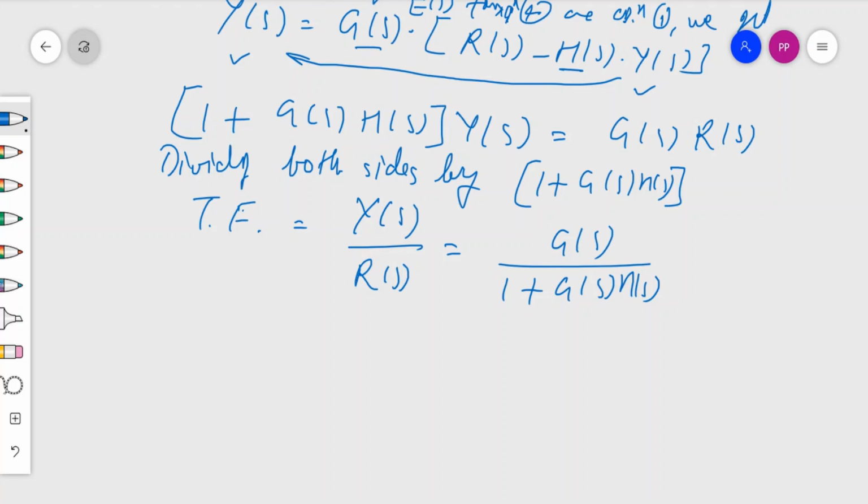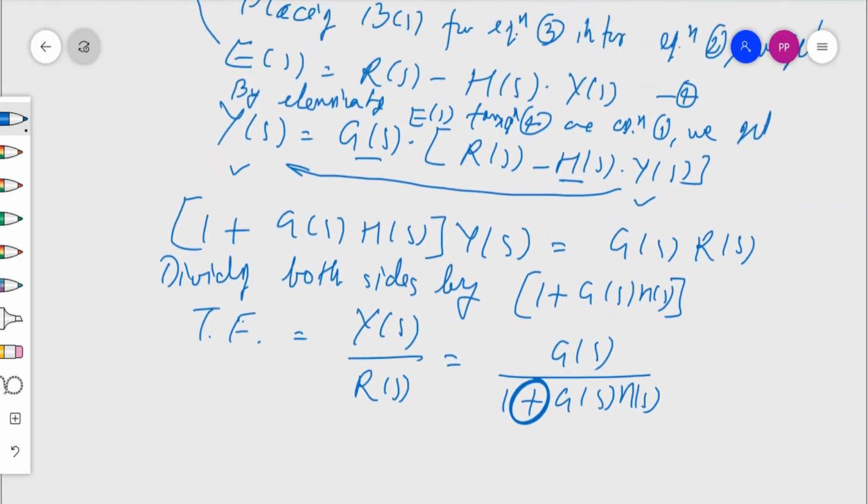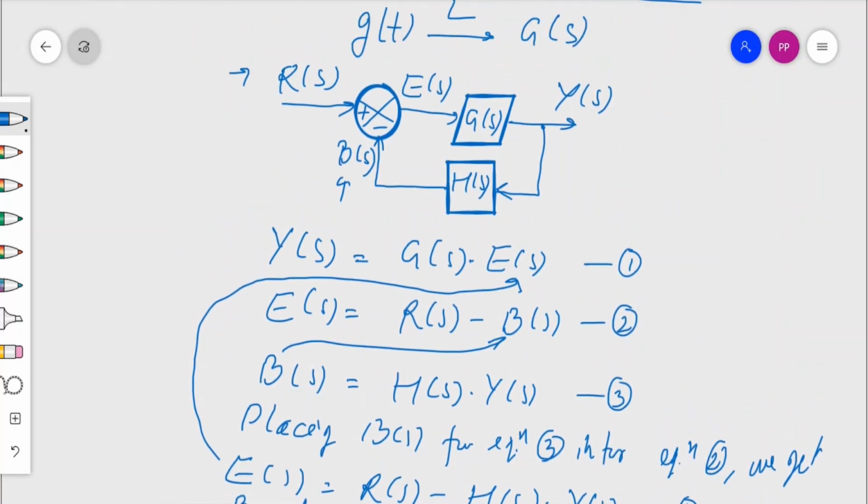Now here we see that we have a plus sign over here, but if we recall back to the block diagram, we will see that in the block diagram this sign is the minus sign.